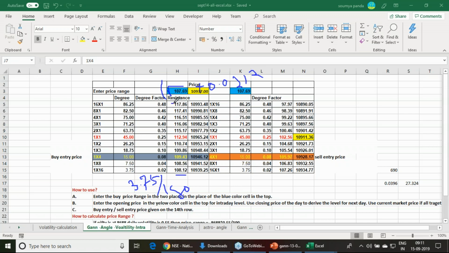Similar way, I have got till 117.86. So all these places I am finding the resistances, and by subtracting the degree factor and resquaring the result, I am getting the supports. So these supports and resistances I am taking from the price range 107.69. The price range is nothing but what we are expecting as per volatility of this method.